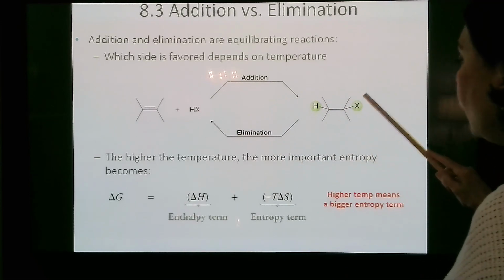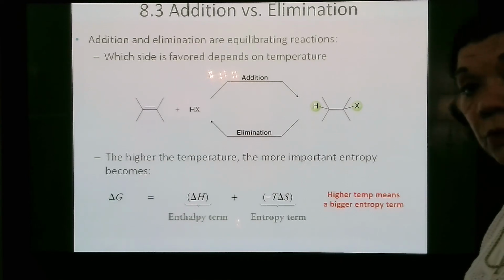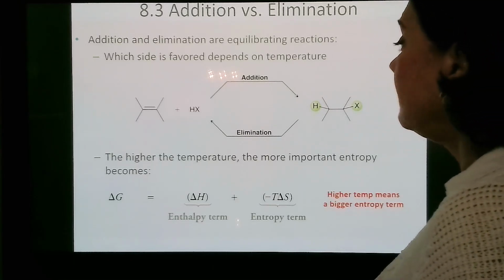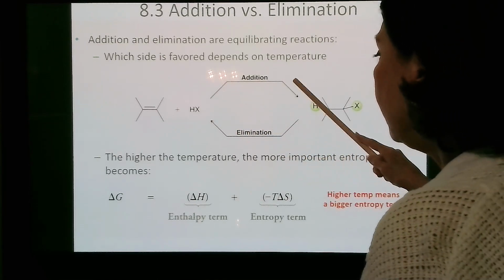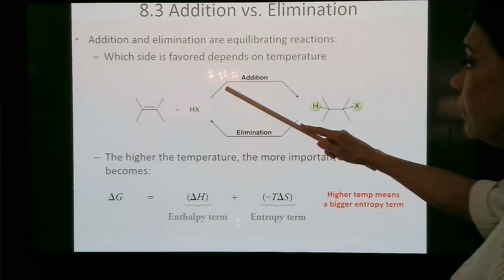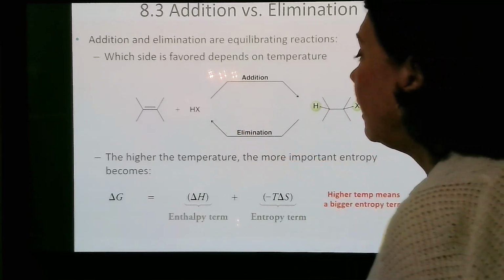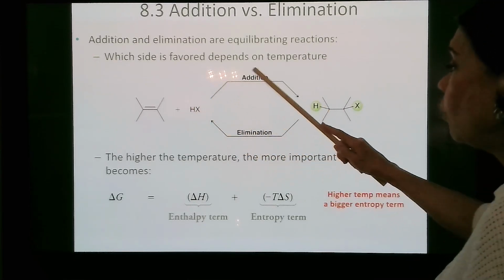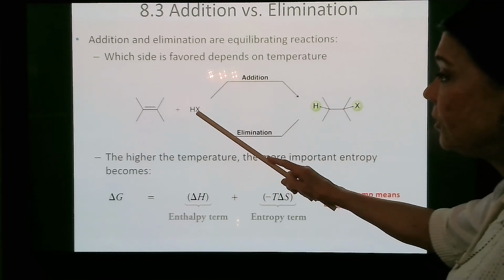Here you're adding HX, here you're losing HX, and you can actually control which direction you have the reaction proceed in many cases. You can do it by decreasing the temperature, and you will favor addition, or if you increase the temperature, you'll favor elimination. And so that's because you have an entropy effect here. You're going towards lower entropy, and if you go in the reverse, you're increasing the entropy.